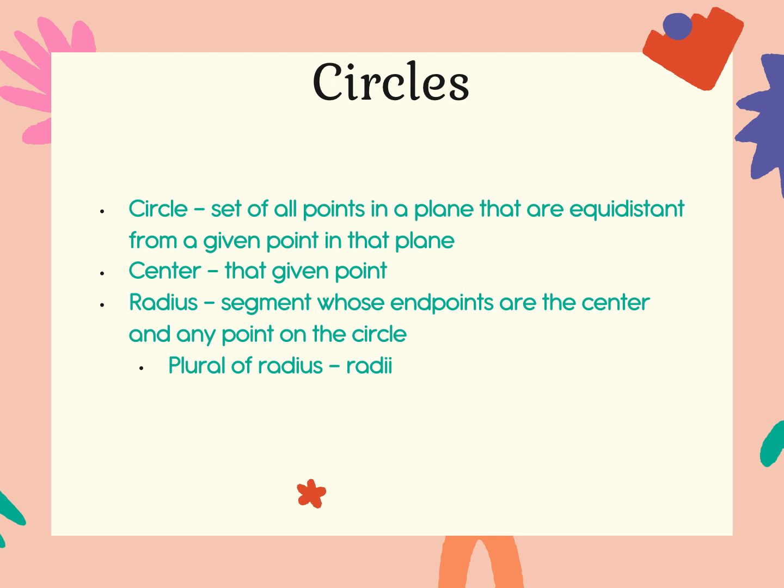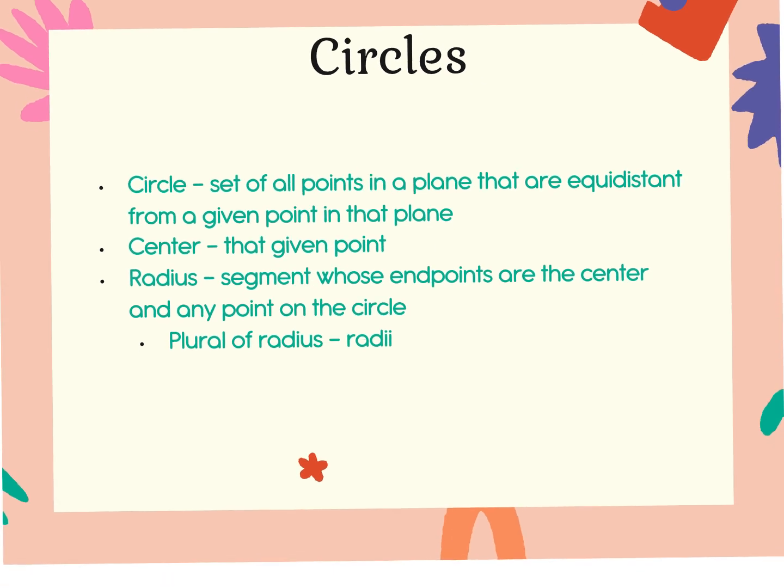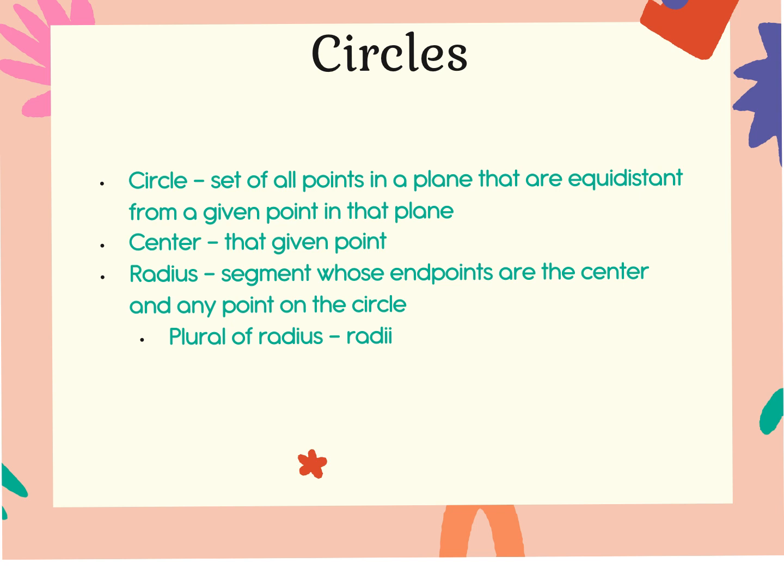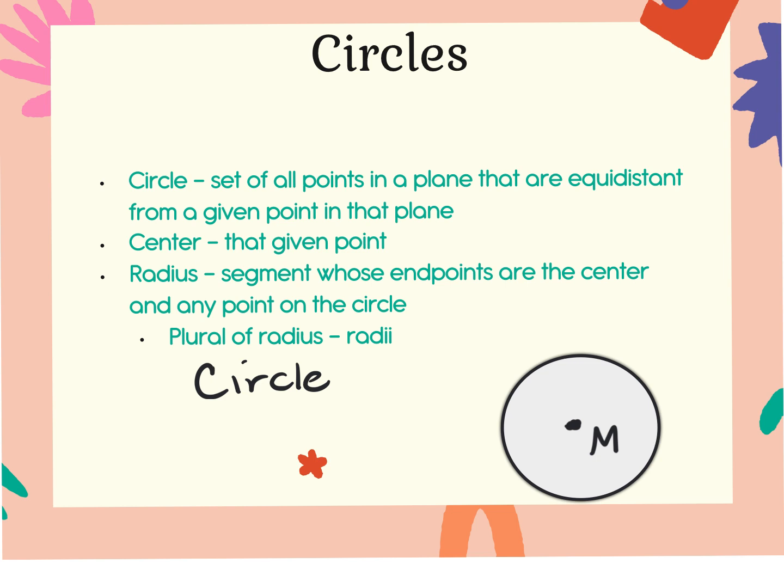So I'm going to go ahead and draw a picture of a circle, and I'm going to label that for you. So let me go ahead and draw my circle here. When you name a circle, you have to either write the word circle and then the center point. So I can name this circle that I just drew, circle M.